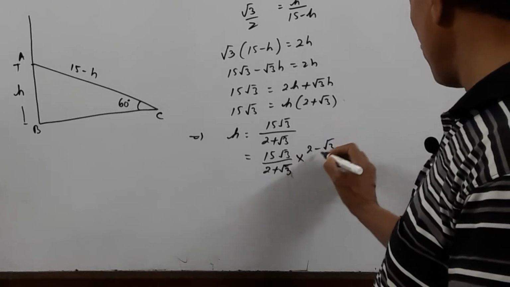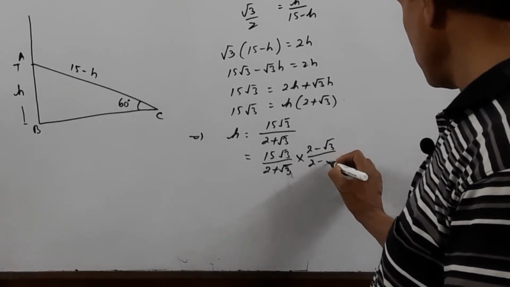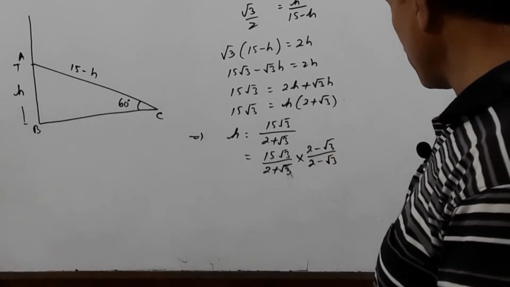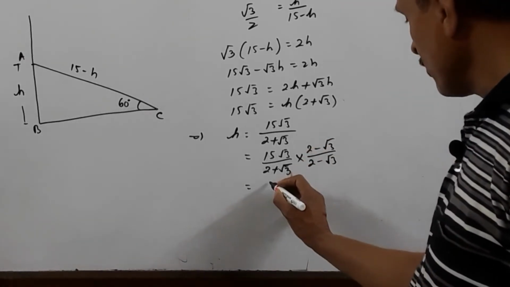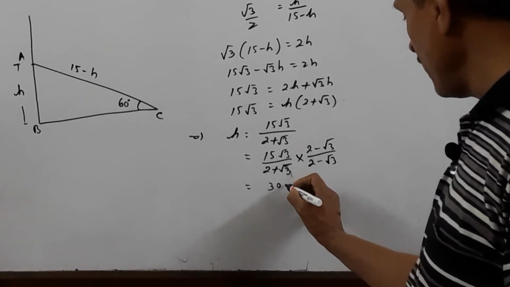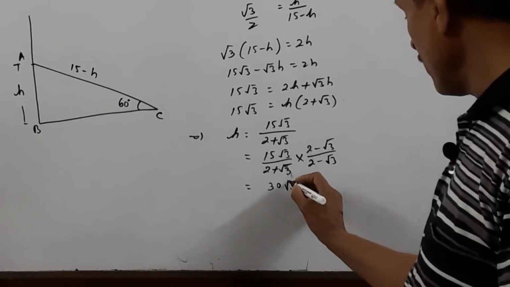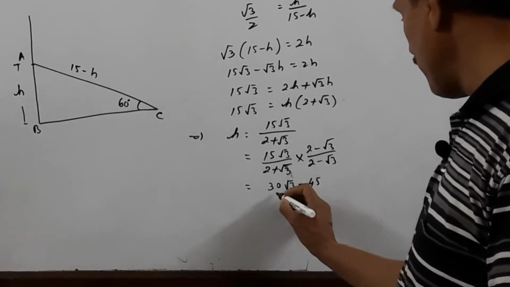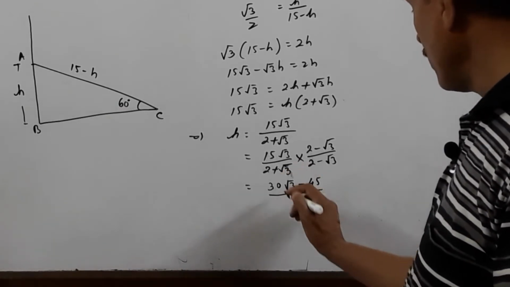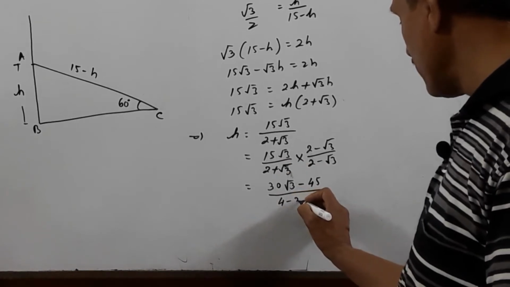Two minus root 3 upon 2 minus root 3. This is 30 root 3 minus 45 upon 4 minus 3.